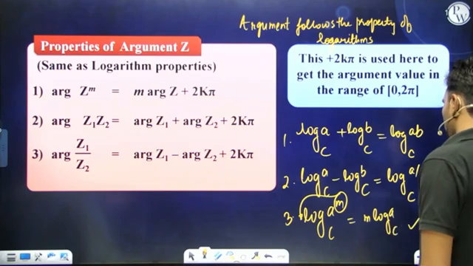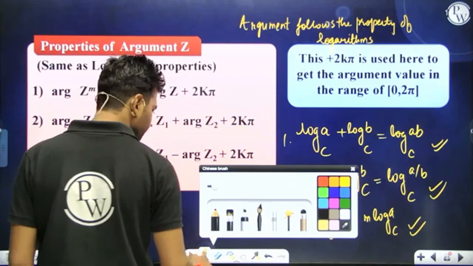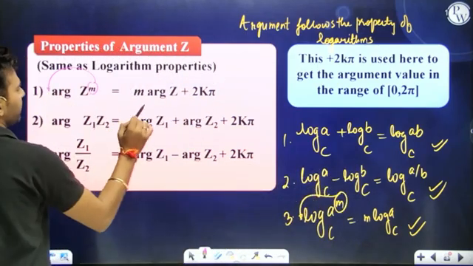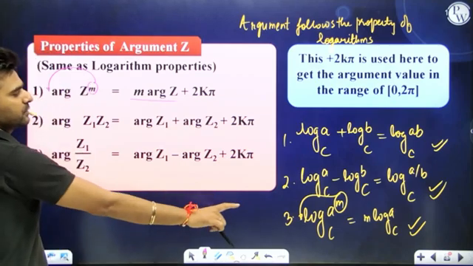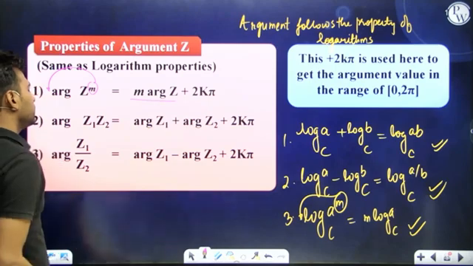Yes or no? Over here also the same formulas are there for the argument. Let me tell you this. Argument of z to the power m, this m can be taken in front and written as m times argument of z, like property 3. Keep this 2k pi separate as of now.